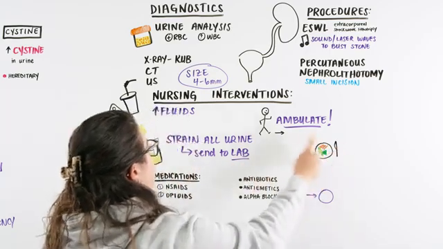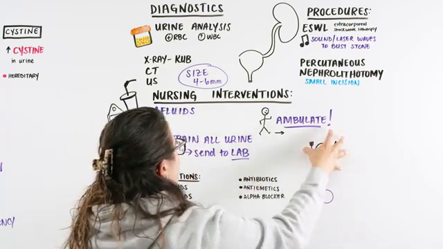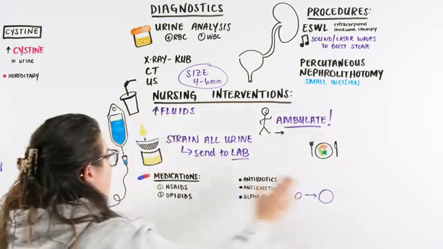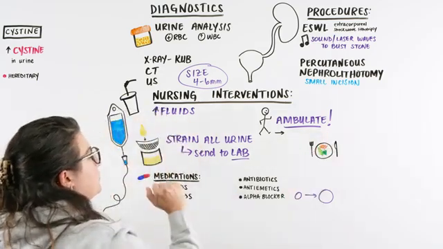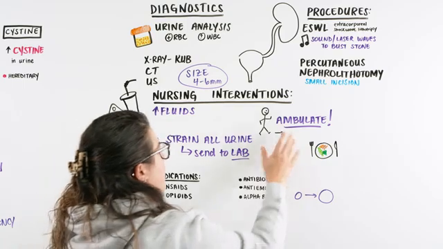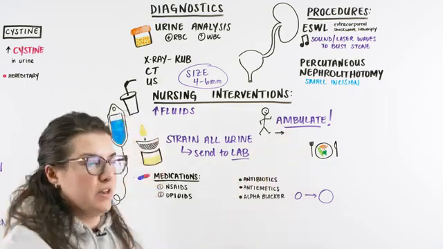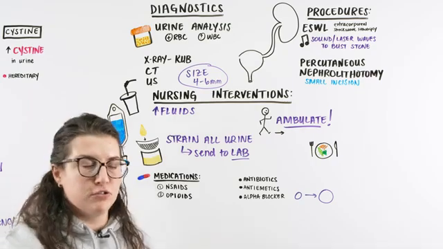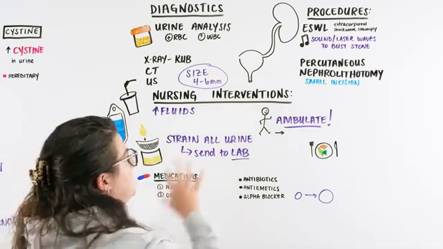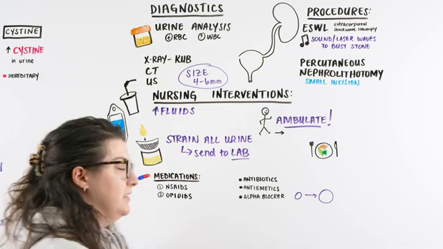So that is not particularly the same for every single patient, but the medications that we give, increasing those fluids, straining the urine, and getting them to ambulate are the biggest nursing interventions we want, along with documenting I's and O's and making sure that their vitals are stable. But these are the key components here for renal calculi or a kidney stone.